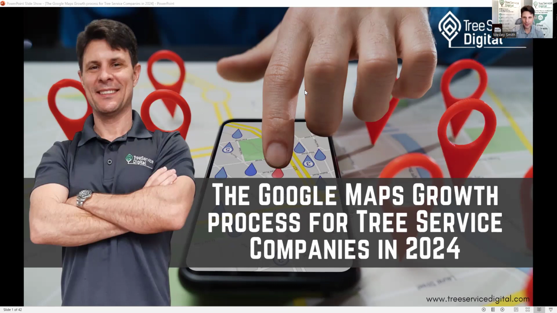This is the Google Maps growth process for tree service companies in 2024. And this is going to be all about how to get the best results on the Google Maps, which, as we were talking about before, is the Google Business Profile. And typically you log into that by going to your Gmail or a Google account. You just log right into it and you can always get in there and see what's going on. And today we're going to show you some of the changes that have taken place within the platform. That way you can see for yourself what may have changed inside your Google Business Profile as well.